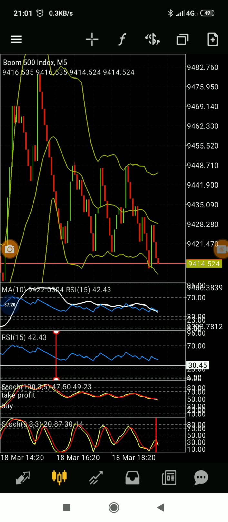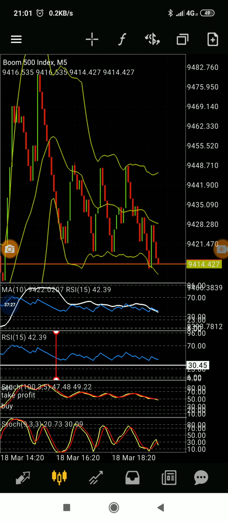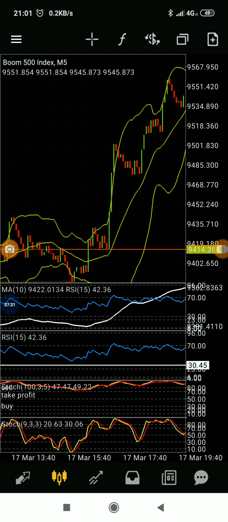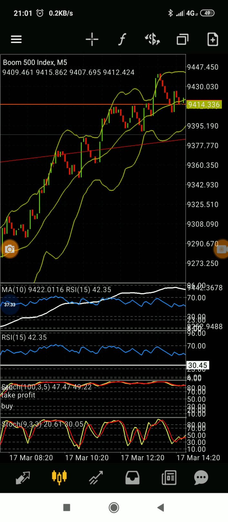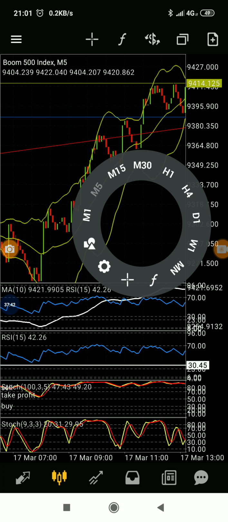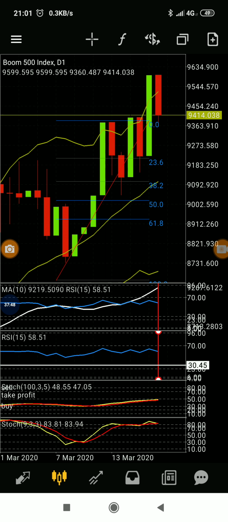Okay, let me take you to another. No, earlier I talked about the daily candle. Let's go back to the daily candle, and let me remove this. Look at the daily candle here.